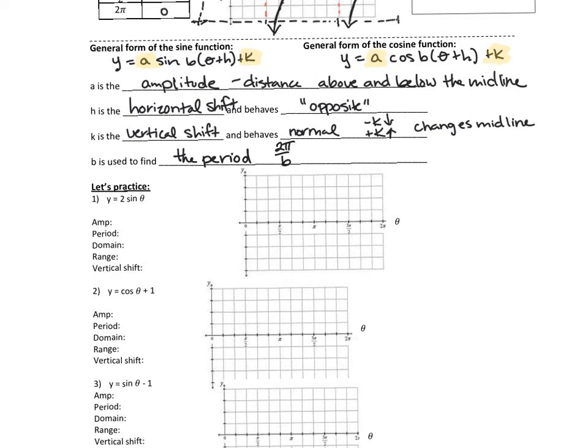So let's take a look at the sine wave. Let's take a look at 2 sine theta. This 2 out in front is in place of my A. In other words, my amplitude in this case is going to be 2 instead of 1.